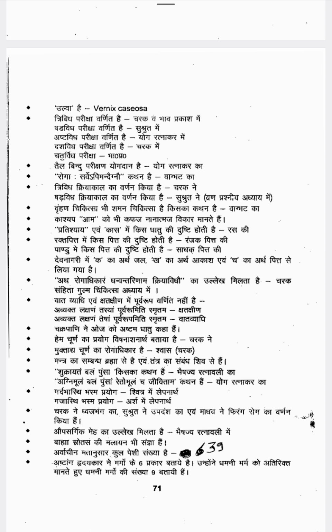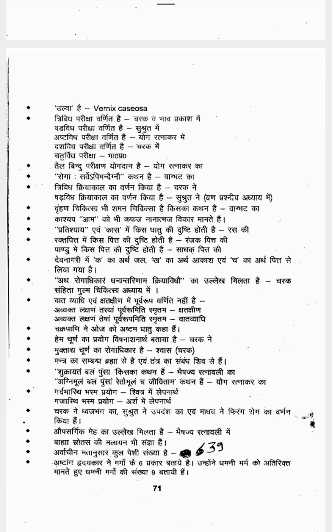Charaka has described Dhvaja Bhanga, Sushruta has described Upadamsha, and Madhava has described Firanga Roga. So Charaka has mentioned Dhvaja Bhanga. Dhvaja Bhanga means we can correlate with erectile dysfunction. Dhvaja Bhanga is introduced by Charaka. Upadamsha is introduced by Sushruta, like a gonorrhea condition. Then Madhava has introduced Firanga Roga, syphilis.